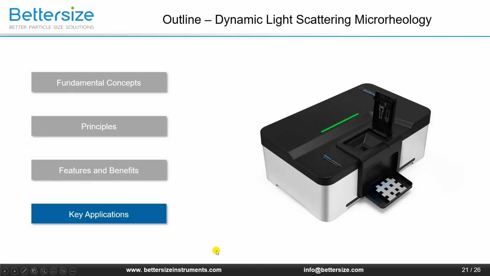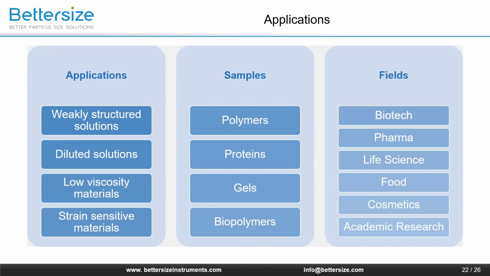I will then go on to introduce you to the key applications of DLS microrheology. We want to focus on the applications where microrheology can make the biggest difference. When it comes to small sample volumes, non-contact measurements, high frequencies or sensitivity, the benefits of microrheology can be significant. Examples include weakly structured solutions, dilute solutions, low viscosity materials, and strain-sensitive materials. As a complementary technique to classical mechanical rheology, most industries requiring rheological measurements can benefit from microrheology.